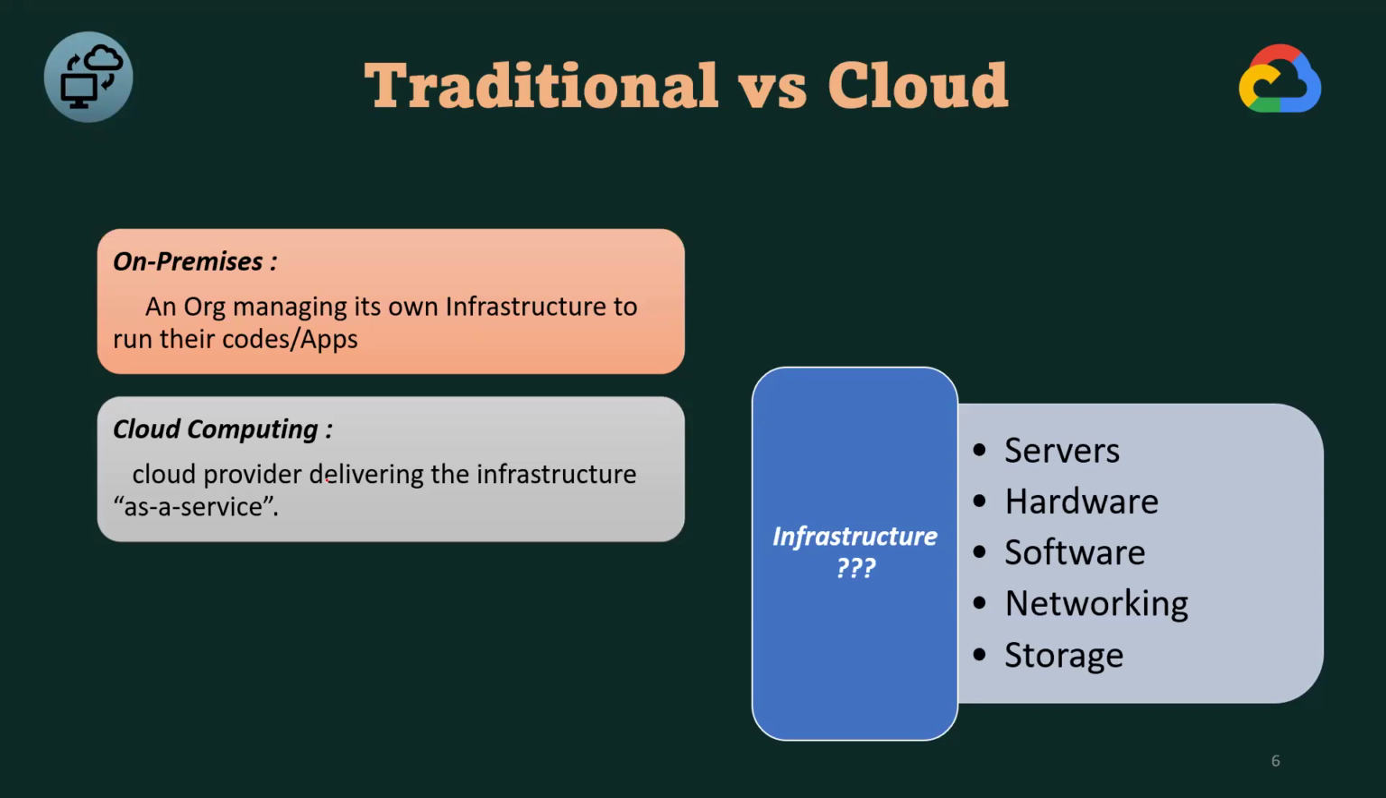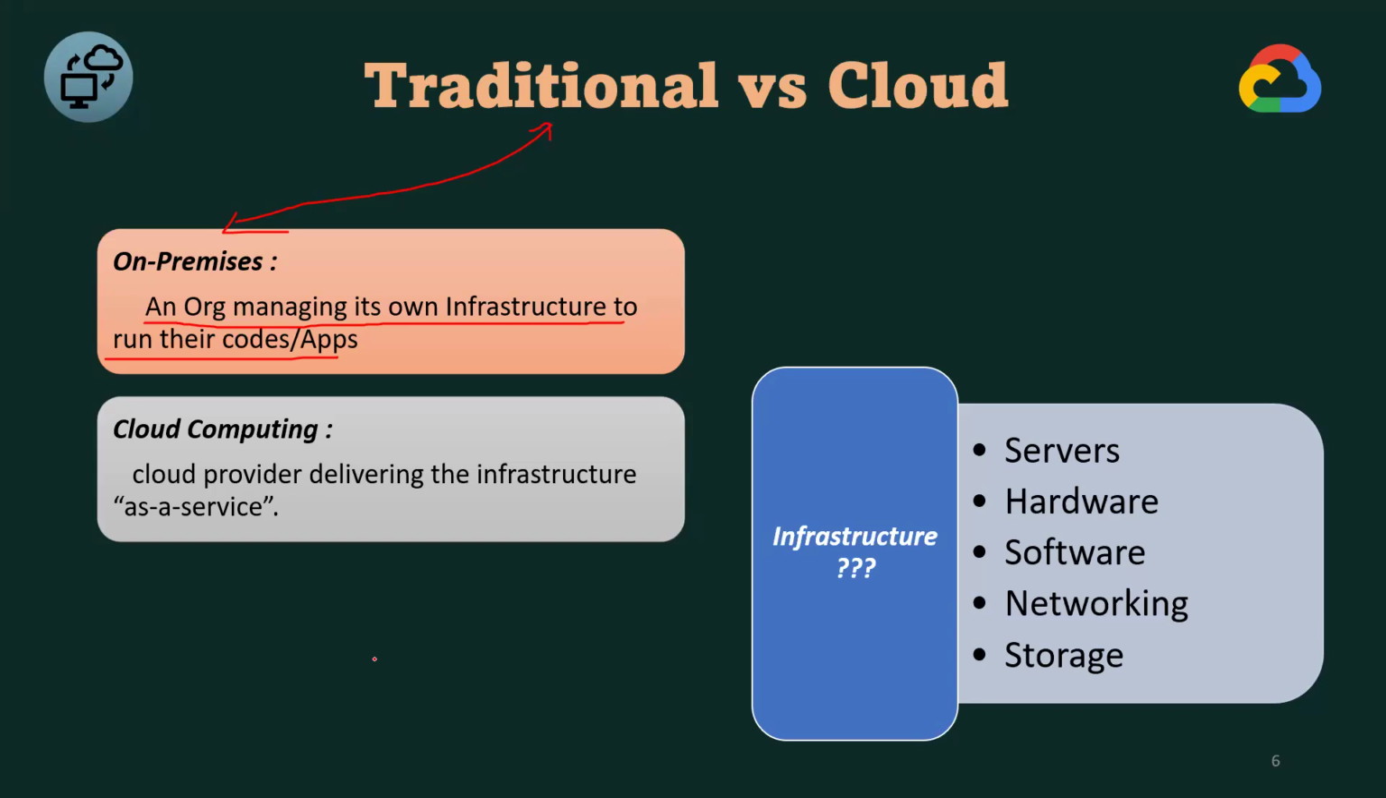If you wanted to see the difference between them: an on-premises working model and a traditional working model are the same, guys. In the traditional working model, an organization manages its own infrastructure to run its code or application. In a cloud computing model, an organization depends on the services provided by the cloud. The organization depends on the infrastructure managed by the cloud platforms, and they focus on innovation. So that is what we call cloud computing.